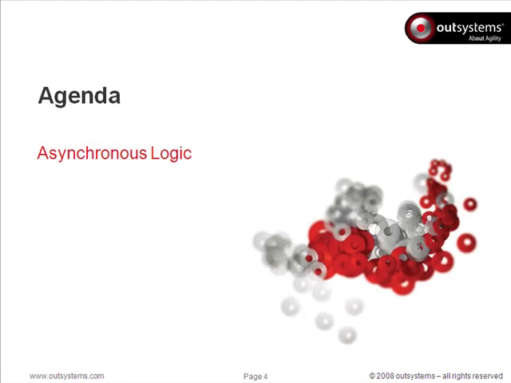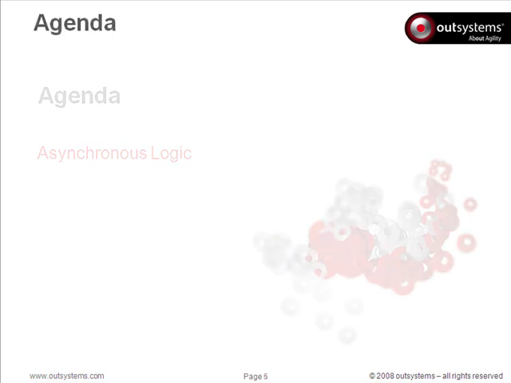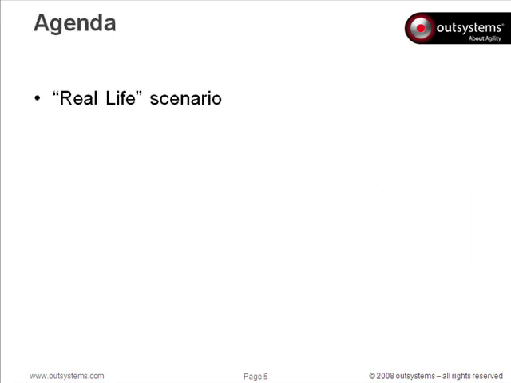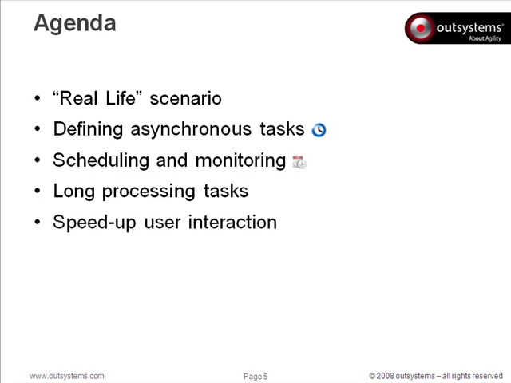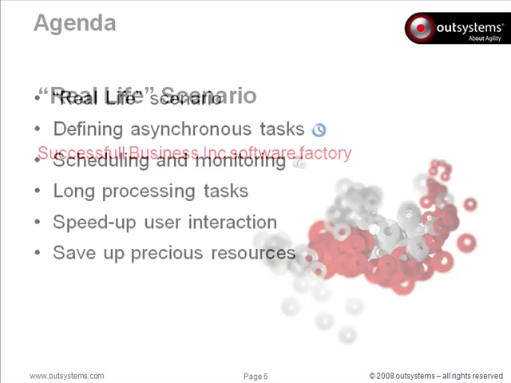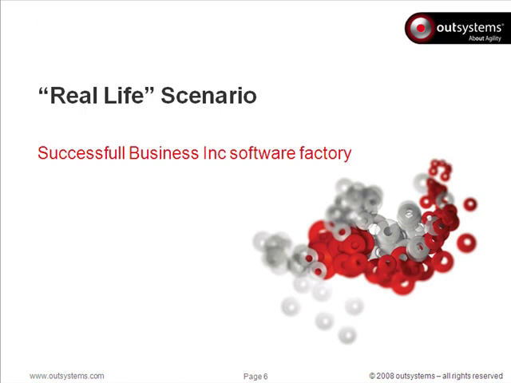Over the next 8 minutes, you'll be walked through all the features made available by the OutSystems platform to handle asynchronous tasks. Over a real-life scenario, you will be shown how to define asynchronous tasks and how they can be scheduled and monitored. Then, you'll see how to handle long processing tasks. Finally, we'll show you how to speed up user interaction and save up some precious resources. Let's take a look at a real-life scenario.